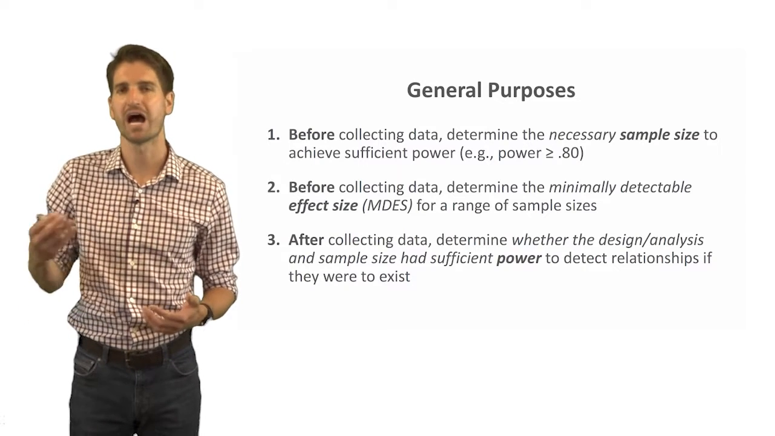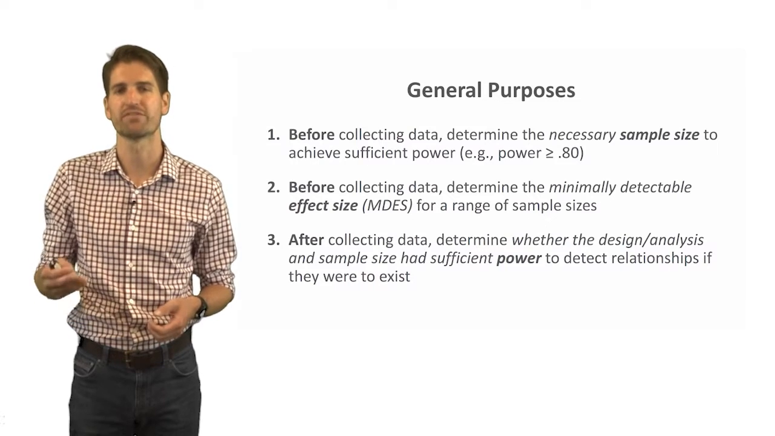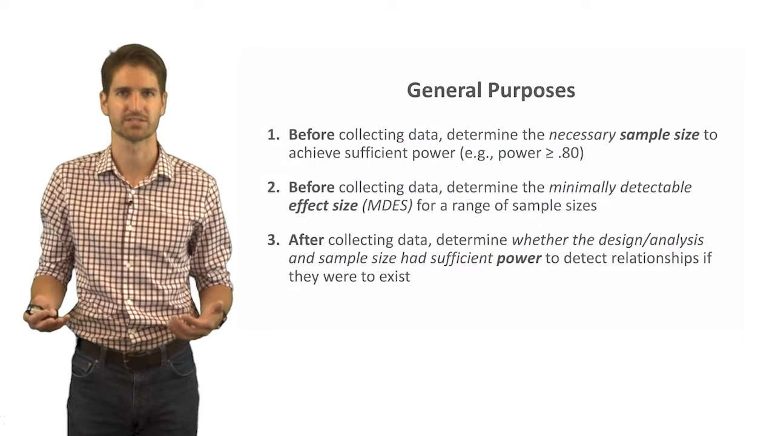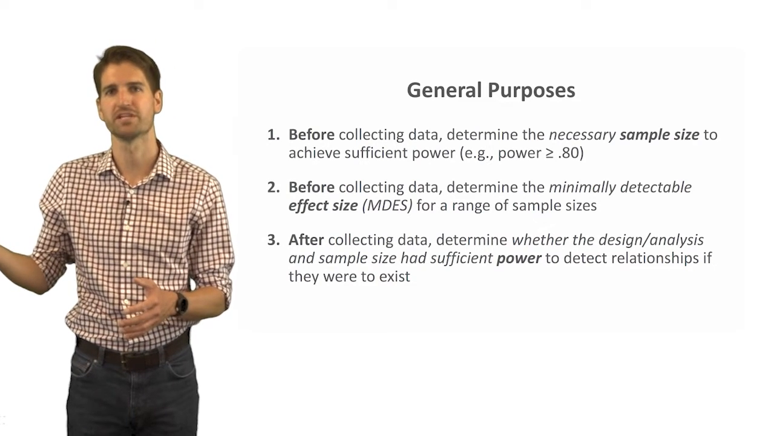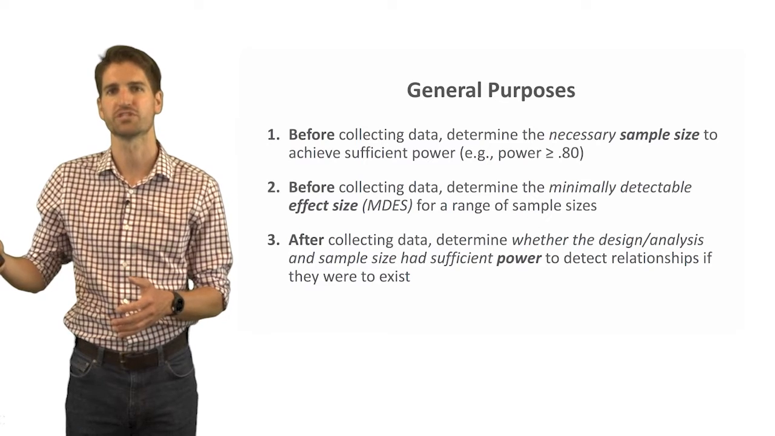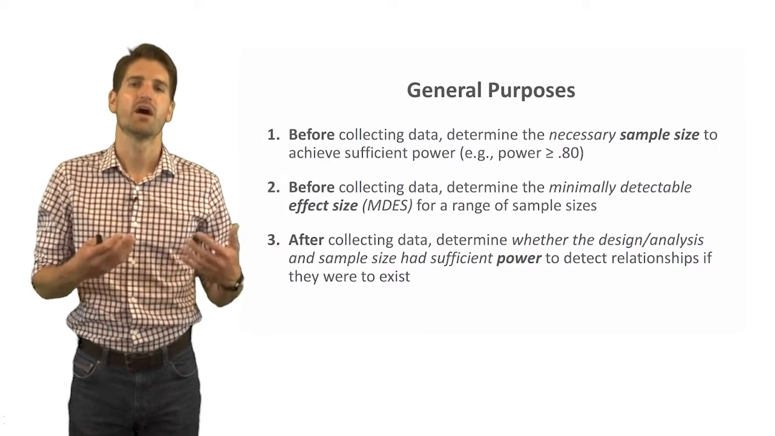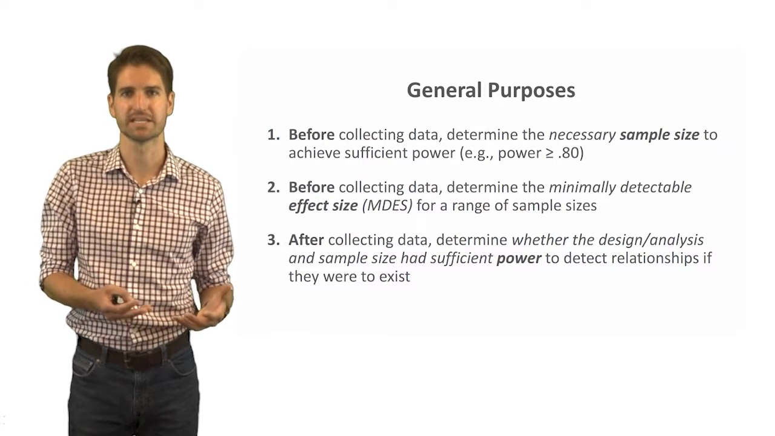If you make power higher, let's say 0.95, it means that you're going to have more confidence, or a higher probability, that you can detect an effect that actually exists. But remember, the higher the power you make, it also means that you're potentially going to be increasing your type 1 error.